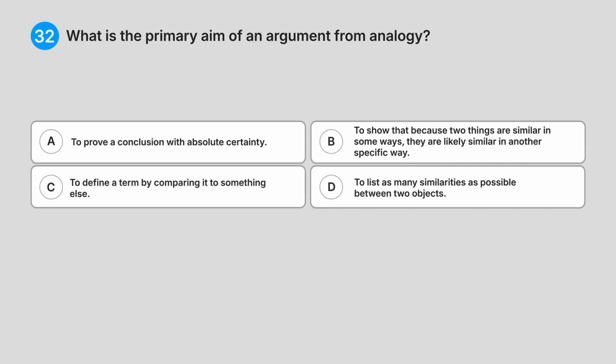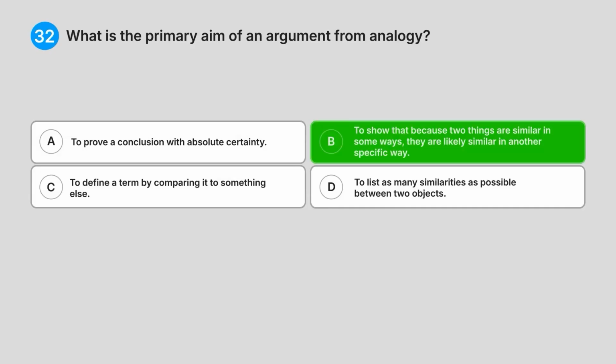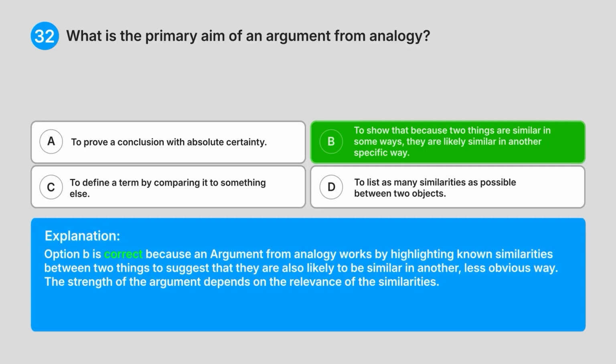Correct answer, B. To show that because two things are similar in some ways, they are likely similar in another specific way. Explanation. Option B is correct because an argument from analogy works by highlighting known similarities between two things to suggest that they are also likely to be similar in another, less obvious way. The strength of the argument depends on the relevance of the similarities.